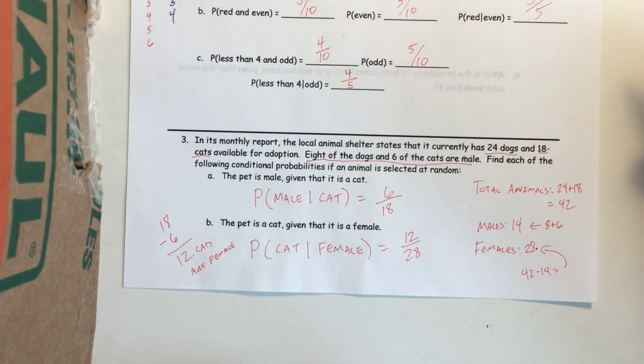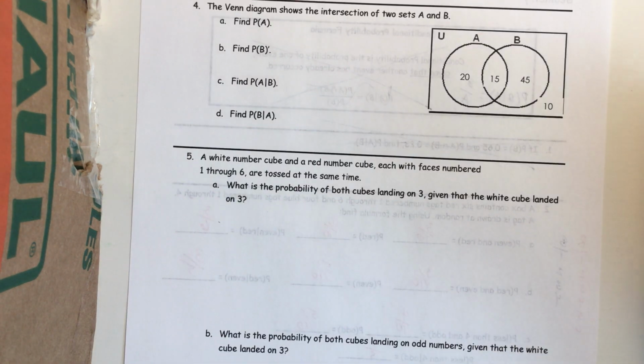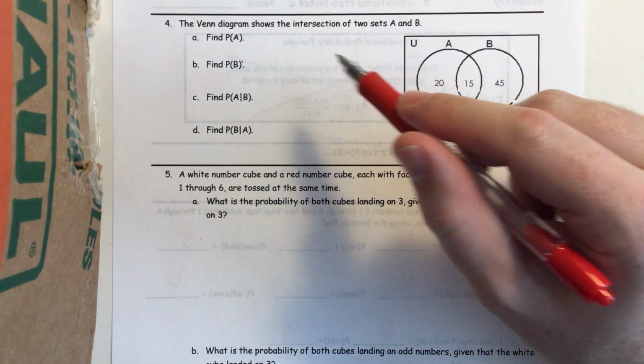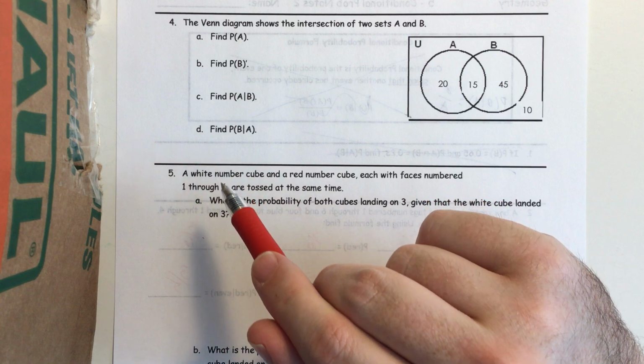All right, flip over. We have this Venn diagram here, which shows the intersection of two sets A and B. We don't know anything about A and B. So this is sort of review, and there is some conditional probability in here. Find the probability of choosing A.